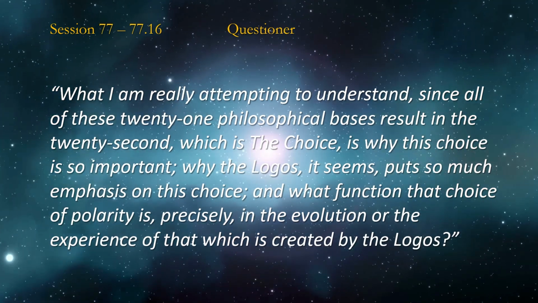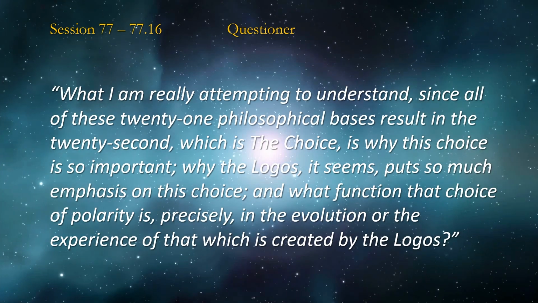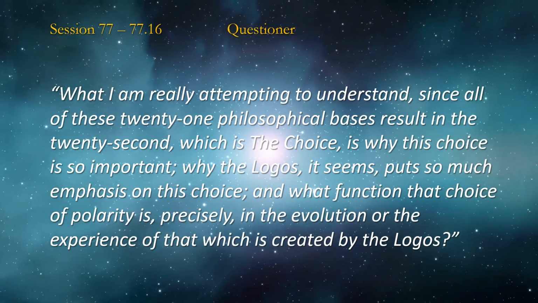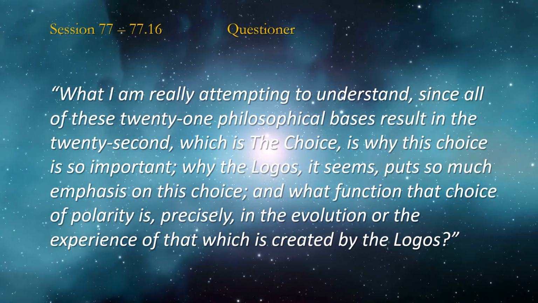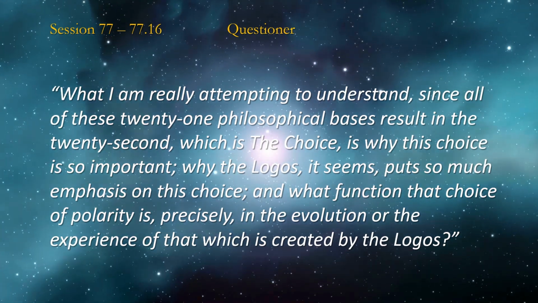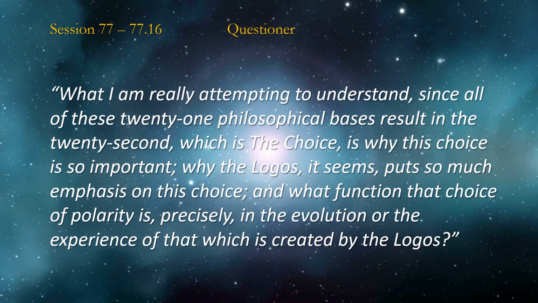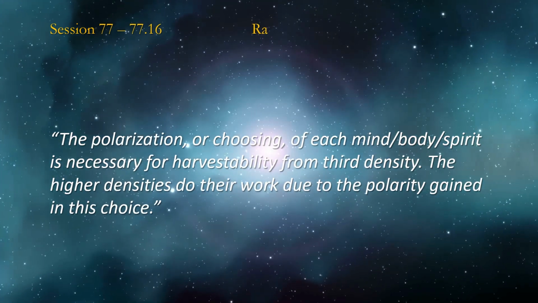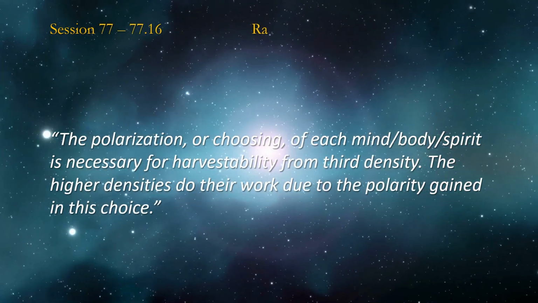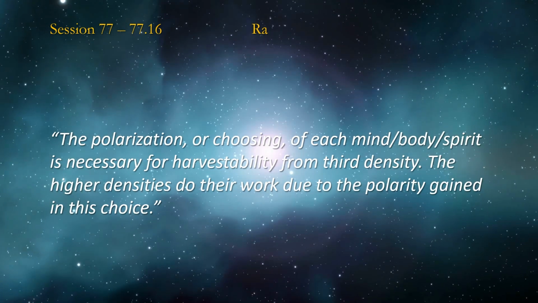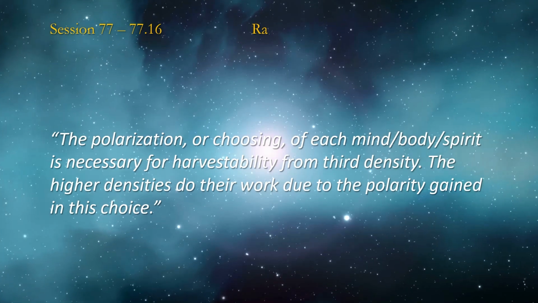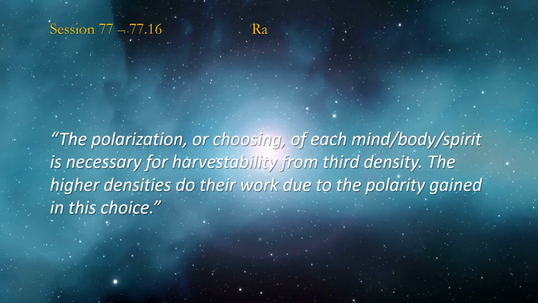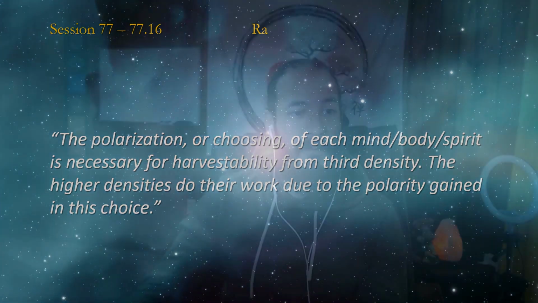Why the Logos, it seems, puts so much emphasis on this choice and what function that choice of polarity is precisely in the evolution or the experience of that which is created by the Logos. Ra says the polarization or choosing of each mind, body, spirit is necessary for harvestability from third density. The higher densities do their work due to the polarity gain in this choice. So you see, now it's expanded a little bit more.